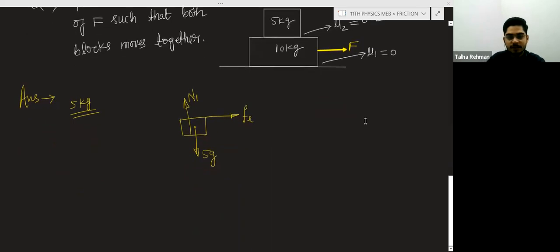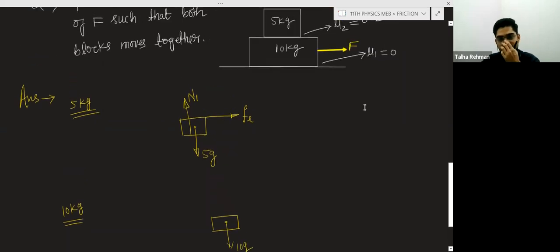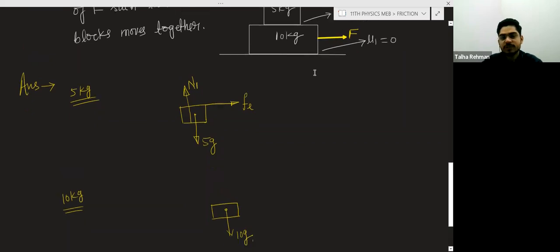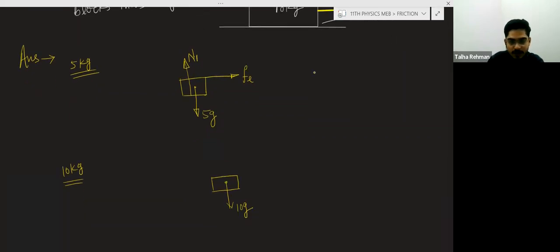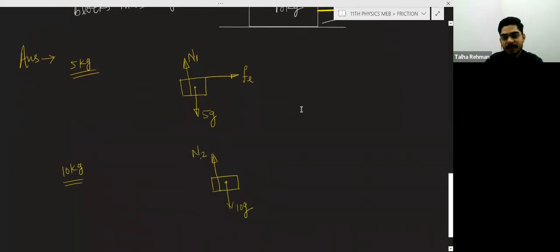Now after that we will draw the FBD of the 10 kg block. Now see, for the 10 kg block, the first force is the weight, that is 10g. This is a surface, so here will be the normal reaction. I am just representing the normal reaction like this. This is the normal reaction N2. Because the surfaces are different, the normal reactions will also be different. And there is a force F in this direction.